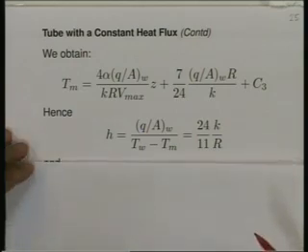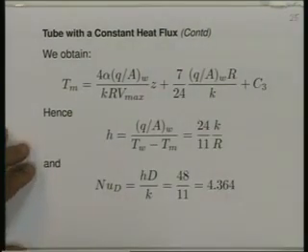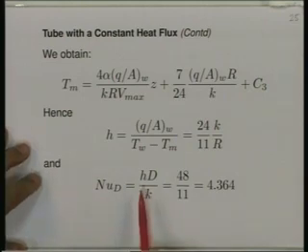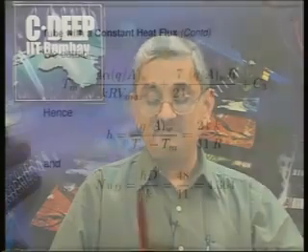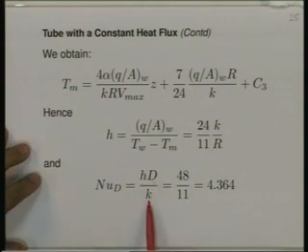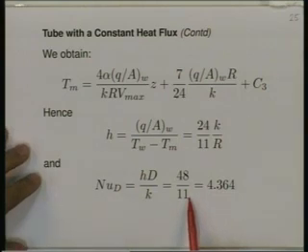We have said earlier that we would like to express the heat transfer coefficient in the form of the dimensionless Nusselt number. And hence, if we calculate the Nusselt number in this case, which is h into diameter, for Nusselt number the typical characteristic length used is the diameter divided by k. So, Nusselt number based on diameter equals hD by k, that turns out to be 48 by 11, which numerically is 4.364.